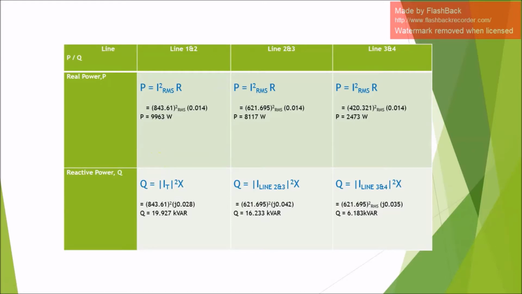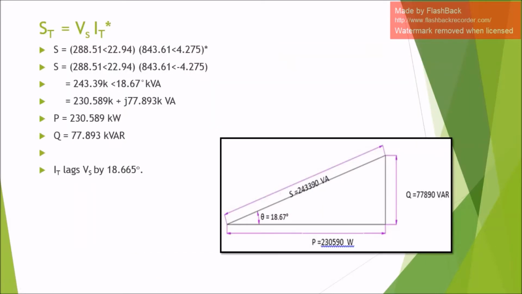So for the calculation of real power and reactive power, for this we use the formula of I squared R, where I is the RMS of current across the load or line where power is measured. For reactive power Q, we can use the formula of I squared X. Next, power triangle. Power triangle can be obtained by calculating the value of S, where S is equal to Vs multiplied by current total. From S we can obtain the value of P and Q. Using the values obtained we can construct a power triangle.